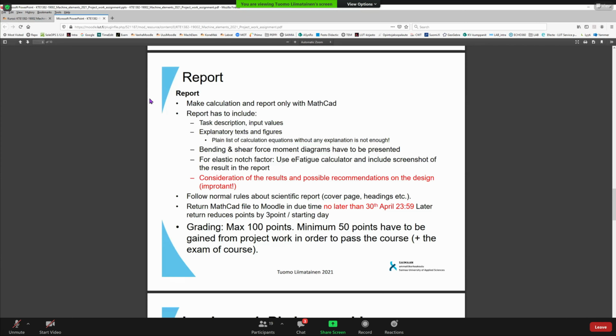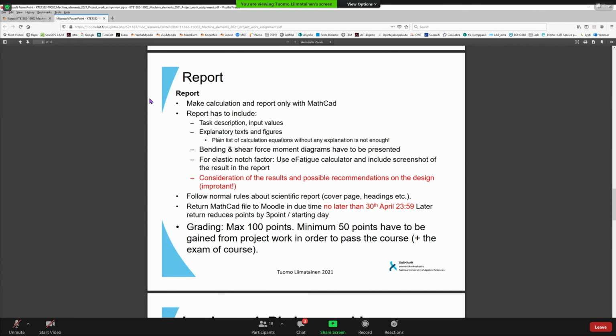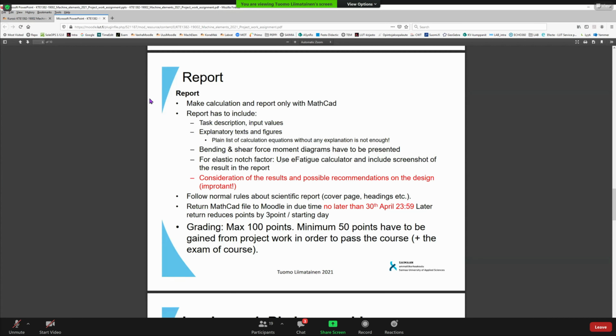You have roughly 6 weeks time to do it. So return it by end of April. And if you return it later, it's possible, but keep in mind that then I will reduce points from it. So late returns will reduce points.